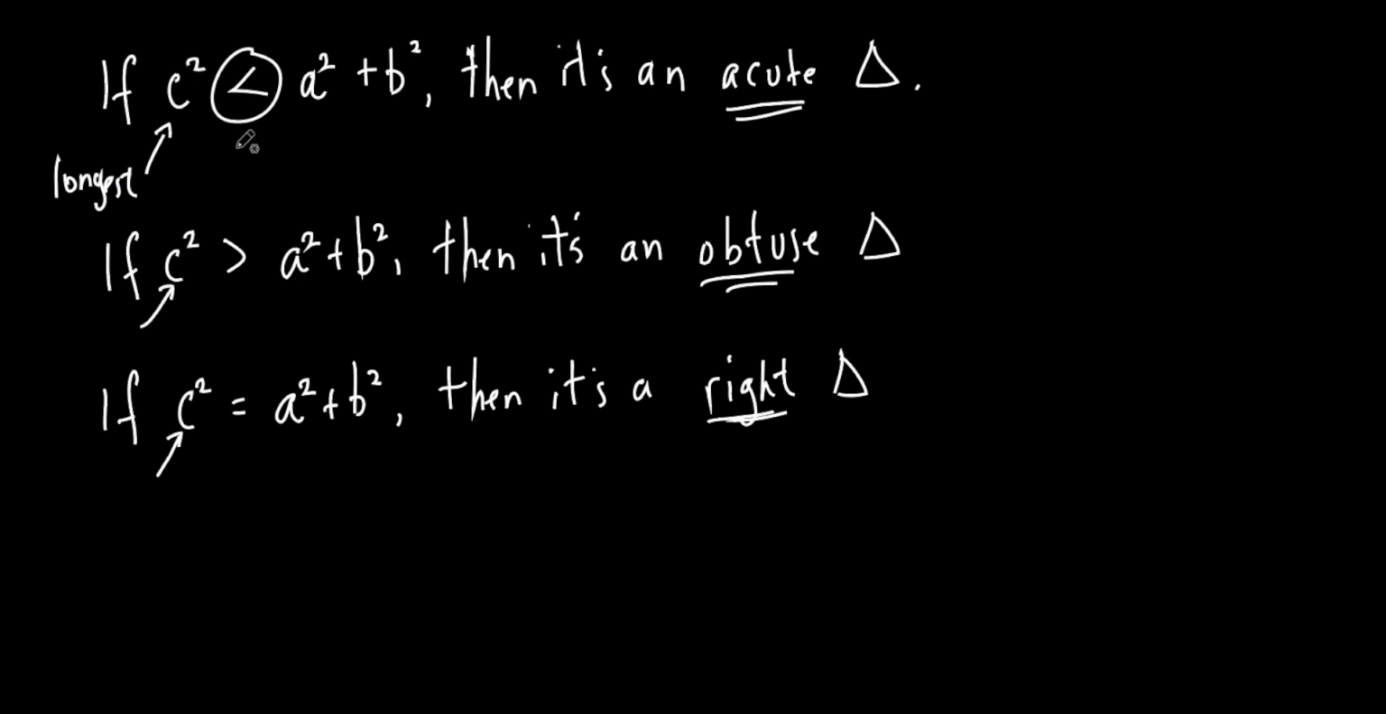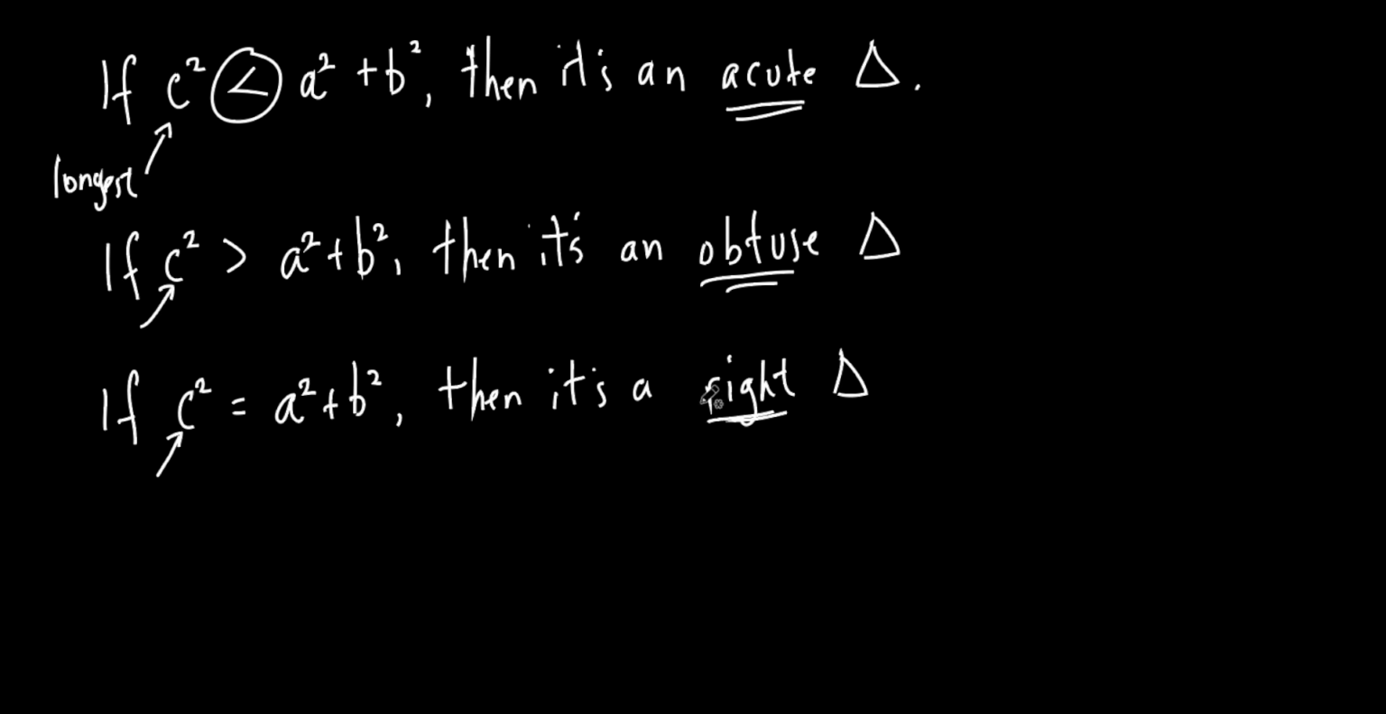We're going to square it, and then we're going to take the two shorter ones, the other two sides that are left. We're going to square them, add them up, and then compare them. If c squared is smaller than a squared plus b squared, it's acute. If it's greater than, it's obtuse. If they're equal to each other, it's right.